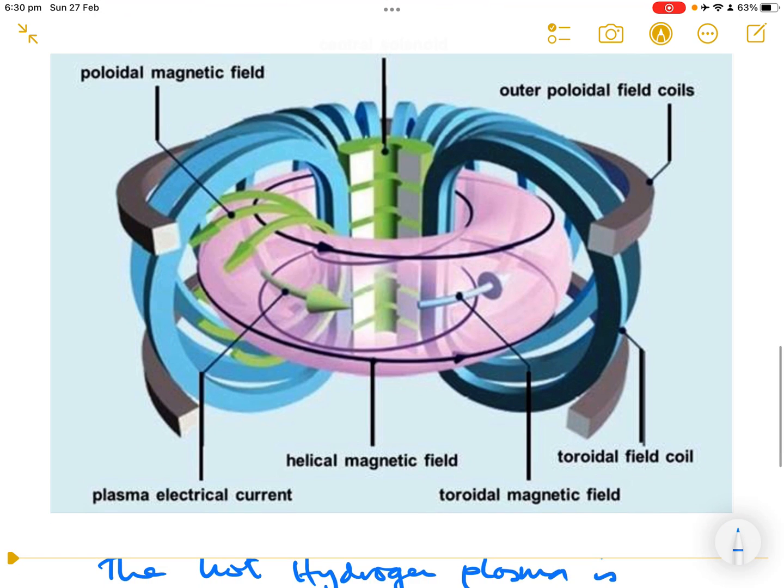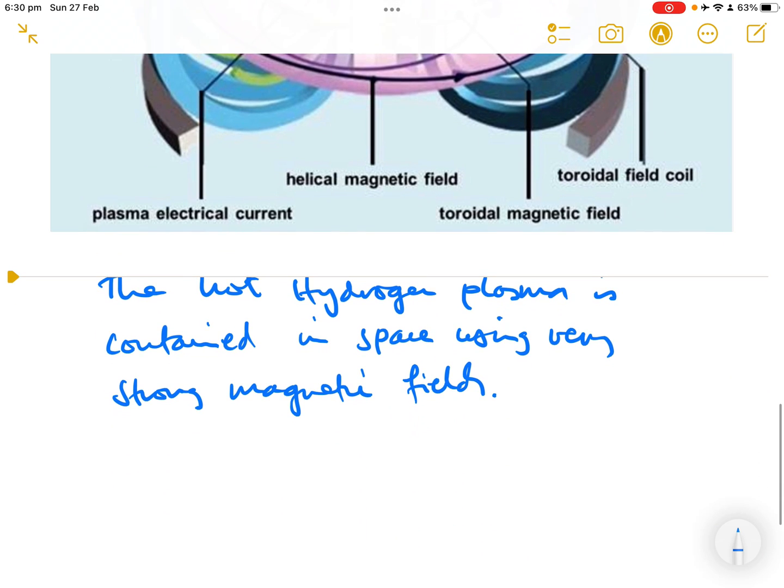So, there we are. That is, in a nutshell, nuclear fusion.